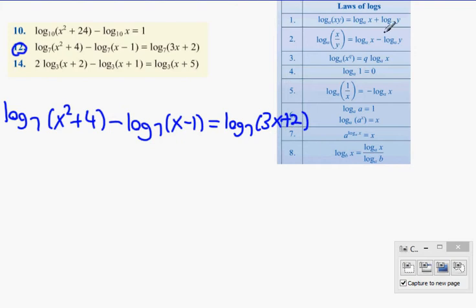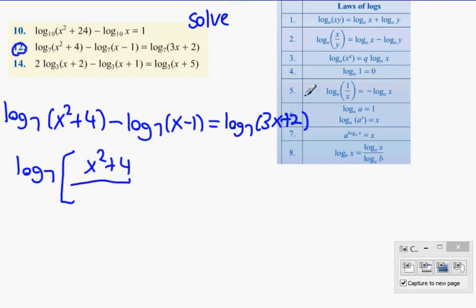Now, because they're all the same base, your best choice is to use rule 1. This is a solved question. Solved question means at the end of this question we'll get x equals something, or we might get x equal to 2 things or 1 thing. That's the only way this question can be solved. So what we do is we use the division rule. So we get log 7 of x squared plus 4, all divided by x minus 1. See why we're using log rule 2.